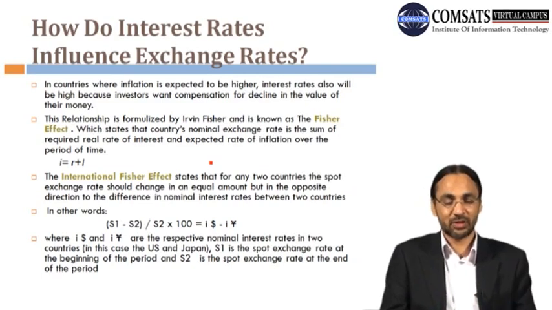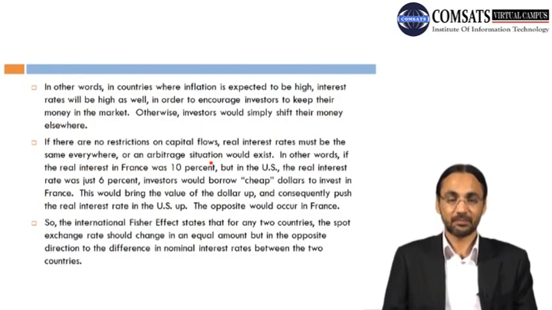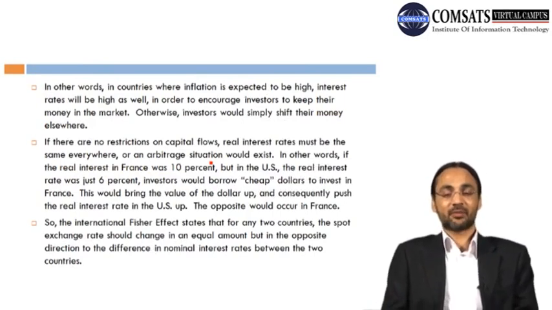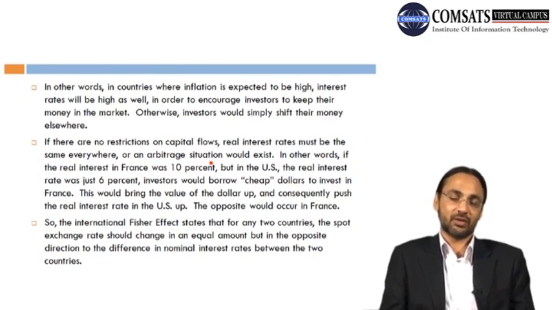In mathematical form, it is written like this: (S1 minus S2) divided by S2, multiplied by 100, is equal to I$ minus I¥, where I$ and I¥ are the respective nominal interest rates in the two countries, in the case of the US and Japan. S1 is the spot exchange rate at the beginning of the period, and S2 is the spot rate at the end of the period. Countries where inflation is expected to be high will have higher interest rates as well. We have already discussed it.